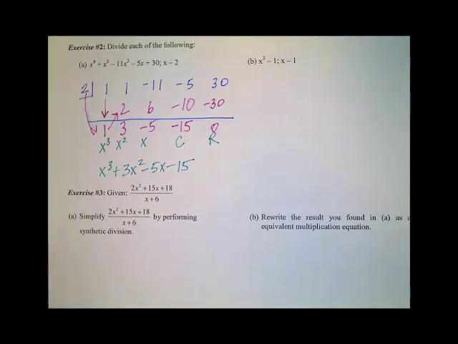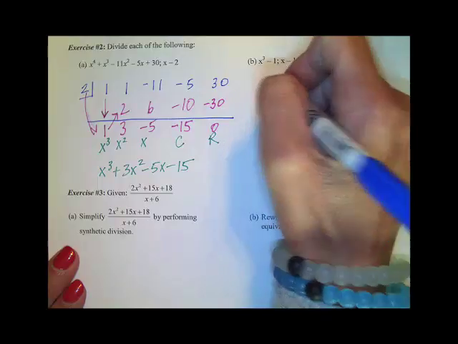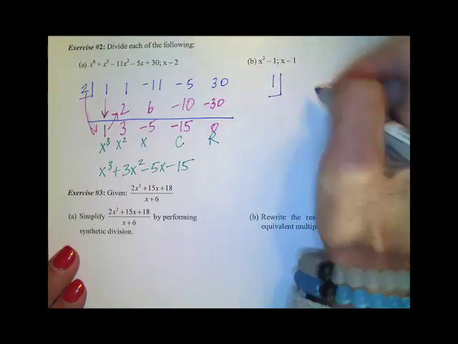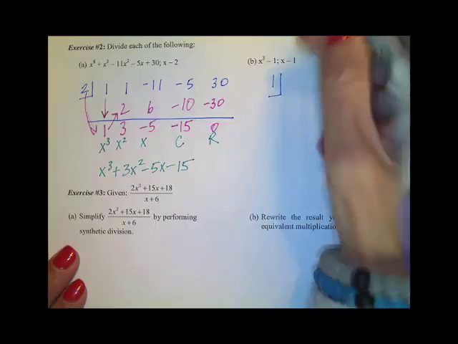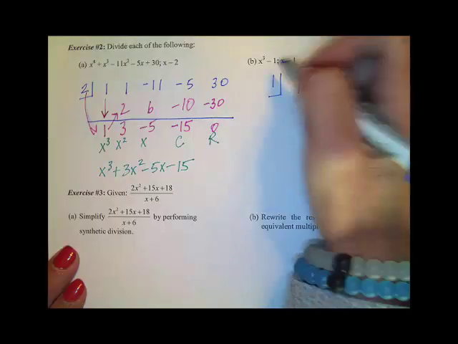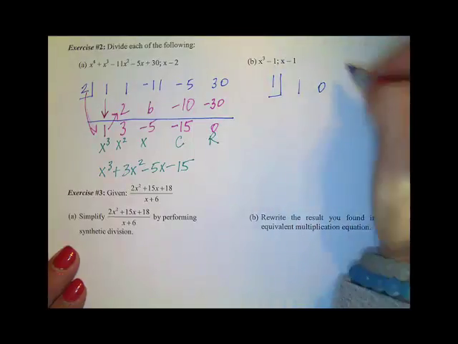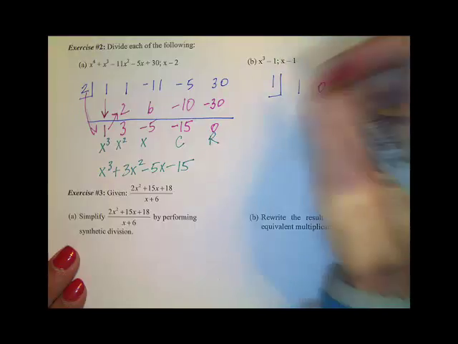All right, if you're good to go, then pause the video and do the next one. If you're not good to go, then keep listening. We'll do this one together. So if I know the factor is x minus 1, I know the root is 1, so that's what goes on the outside. My coefficients, well, there's a lot missing here. So x to the 3rd is my highest exponent, so that coefficient is a 1. Now I have x squared, that's a 0. Then I have x, that's a 0. And then I have the constant, which is negative 1.